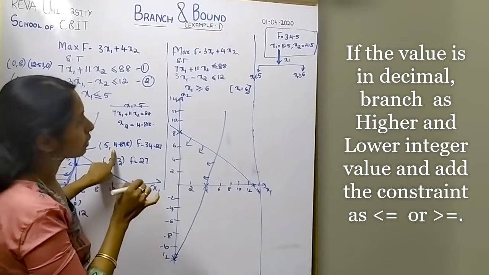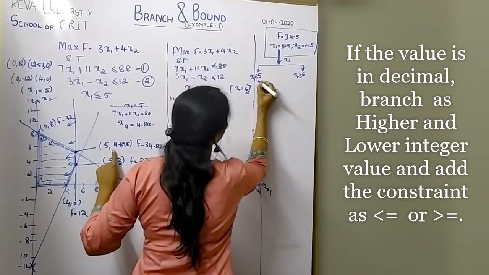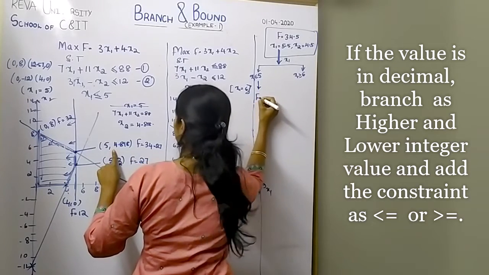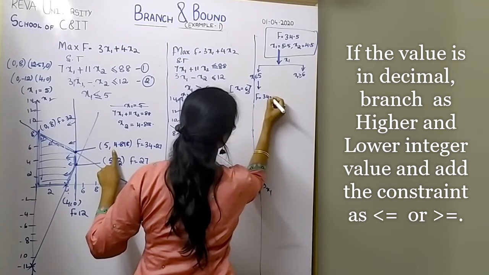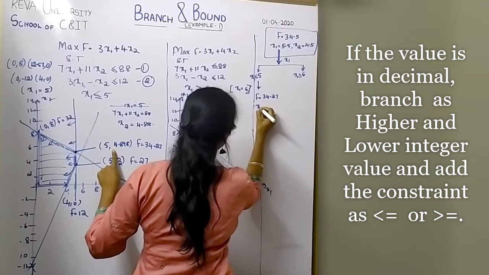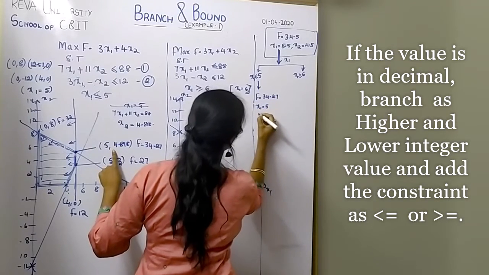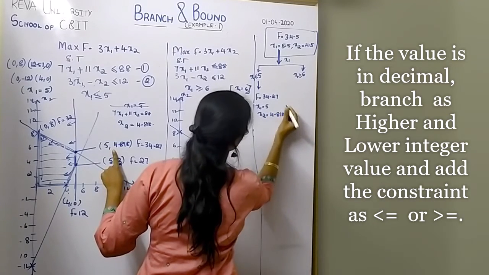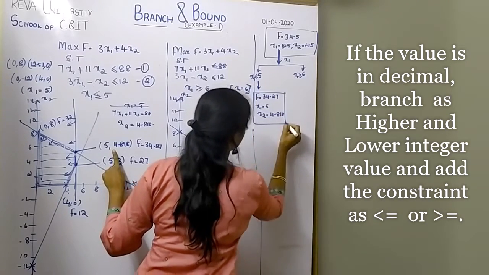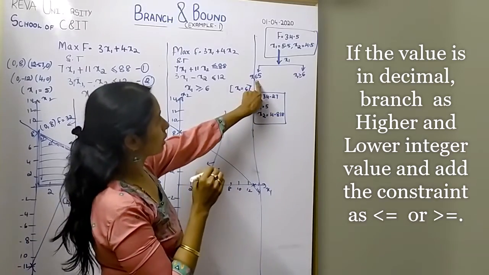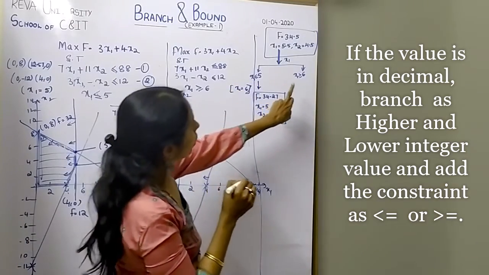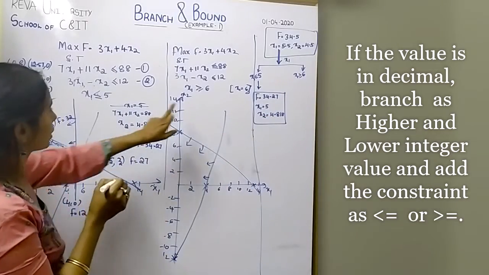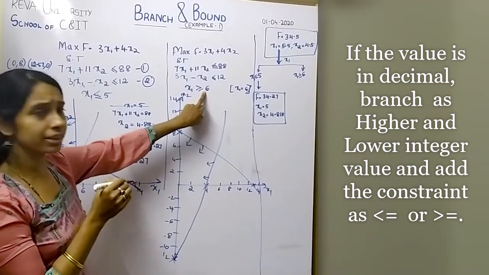So retain this. So in this equation, your value of F is equal to 34.27, x1 is equal to 5, x2 is equal to 4.818. I hope you understood. So I have considered this. Now what do I have to consider? x1 is greater than or equal to 6 in this case.